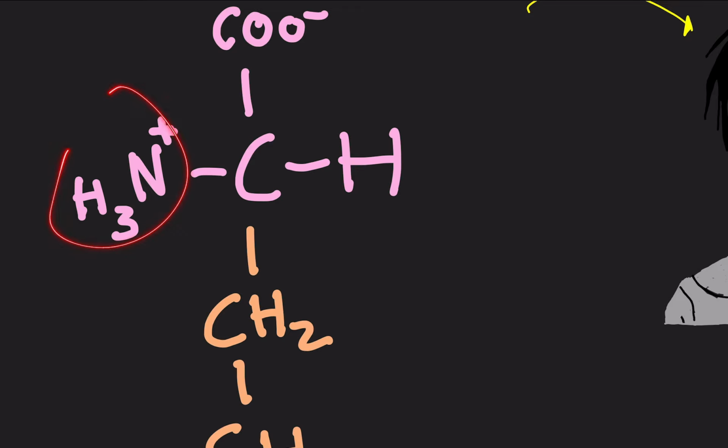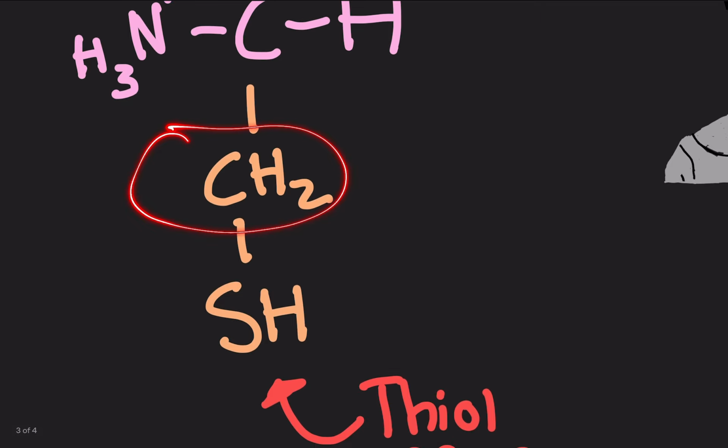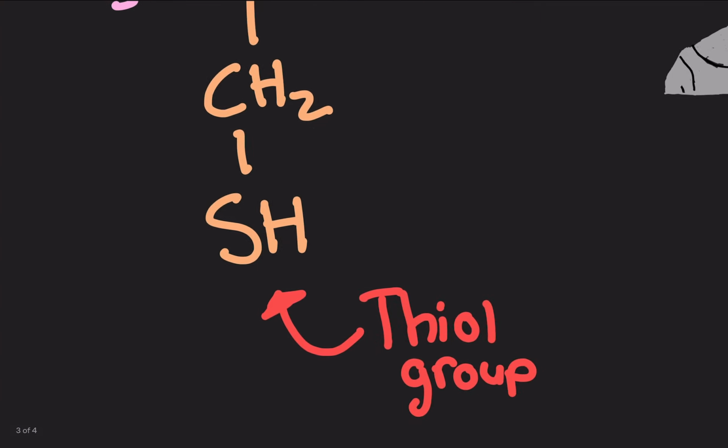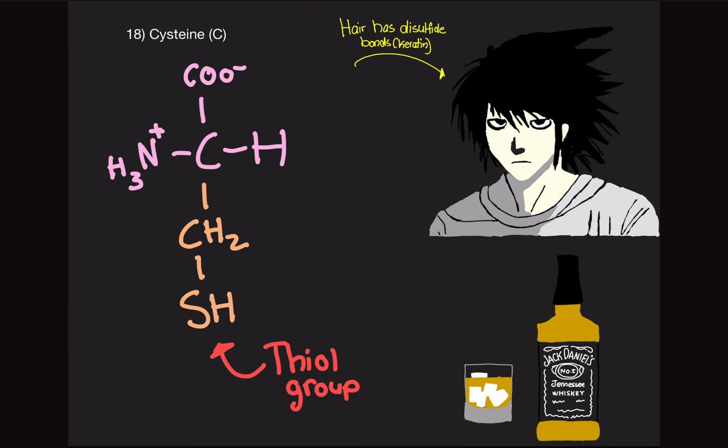Carboxyl group and amino group. The R group has a CH2. Now here's where it gets crazy. We have a sulfur, with a hydrogen. This is called a thiol group. One of the only few amino acids that actually have a sulfur attached to it. Cysteine is different. So why do I have a picture of L from Death Note?